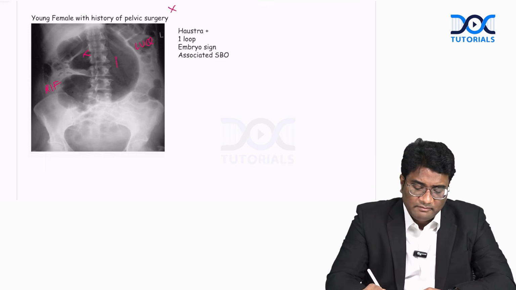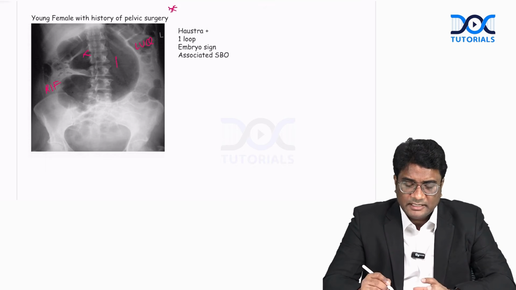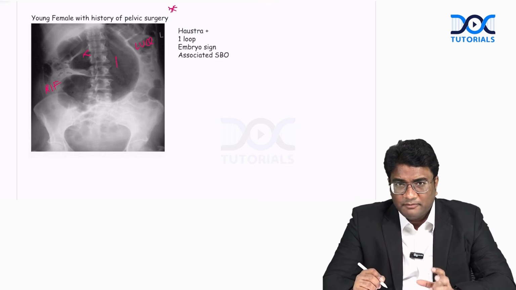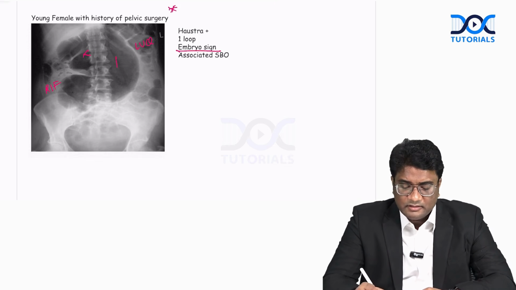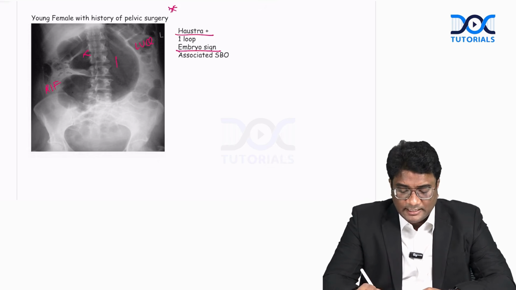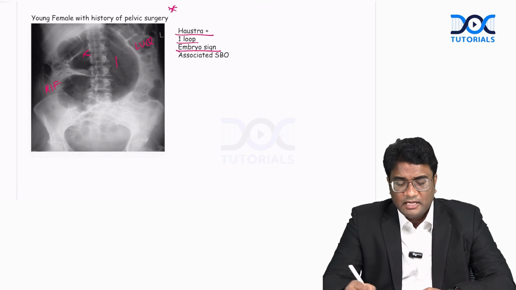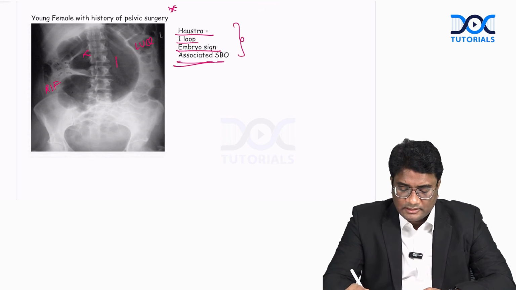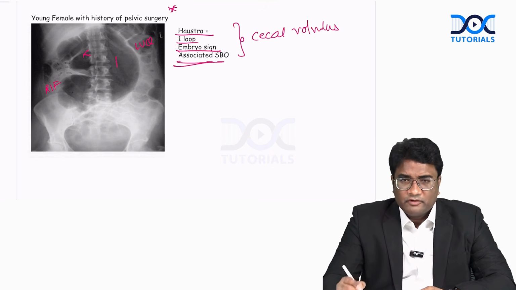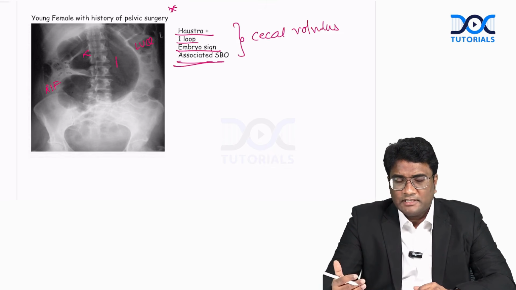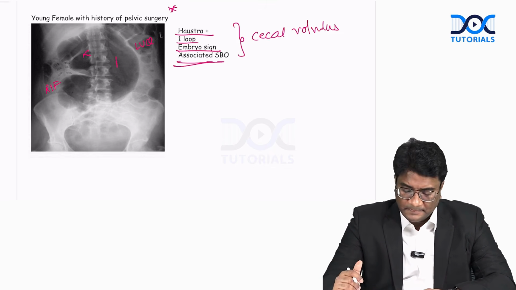So when you have a young female with a history of pelvic surgeries, pregnancies, showing this kind of embryo-like appearance where haustrations are present, single loops are seen on the abdominal radiograph, also with small bowel obstruction, this is suggestive of cecal volvulus. So remember to differentiate gastric volvulus, sigmoid volvulus and cecal volvulus.